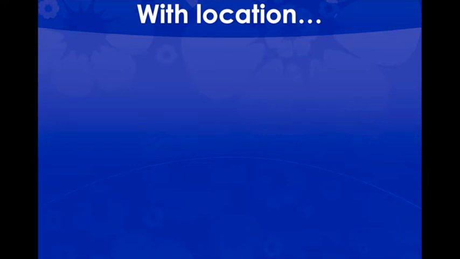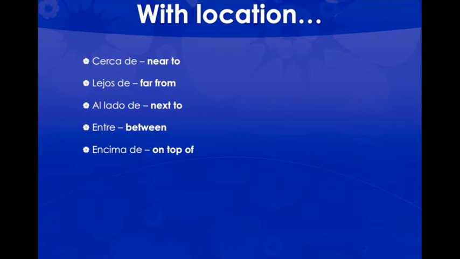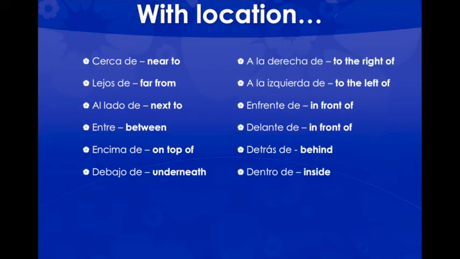The second part of the rhyme, how you feel and where you are, we're going to use estar as well. Here's some useful expressions that'll help you remember how to describe things in relation to other things. So you can say something is close to or near to, far from, next to, between, on top of, underneath, to the right of, and so on and so forth. So we have cerca de, lejos de, al lado de, entre, encima de, debajo de, a la derecha de, a la izquierda de, enfrente de, delante de, detrás de, and dentro de.